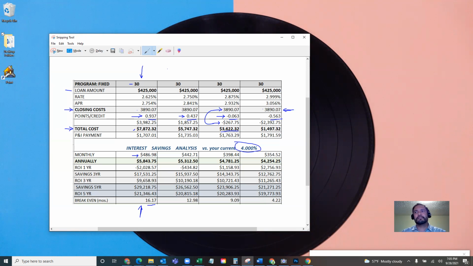So that's essentially how this works in a nutshell, in regard to looking at the closing costs start to finish on this top spreadsheet. This bottom spreadsheet is sort of an interest savings analysis versus your current rate. And all four of these actually are going to be pitting each one of these rates against this.